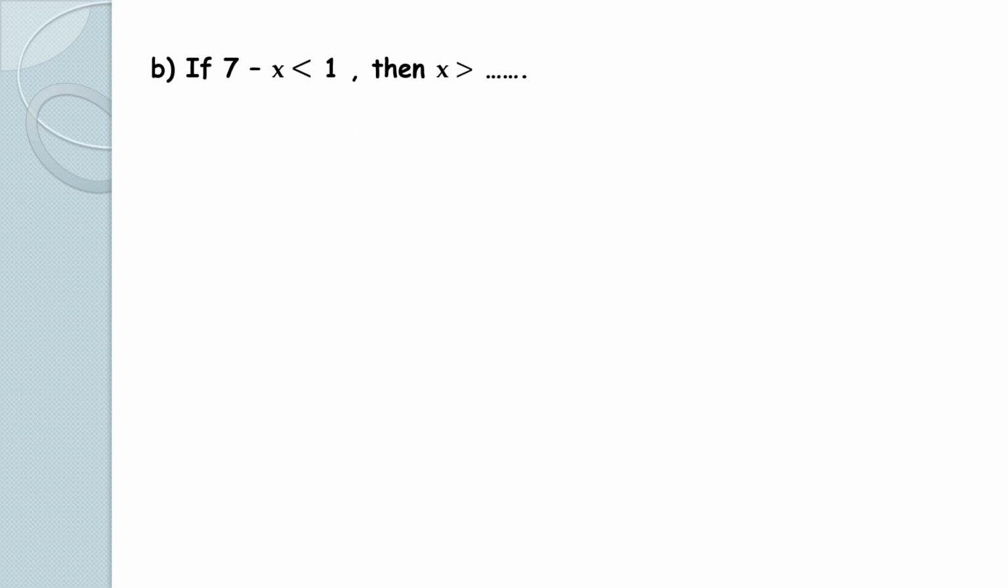Number B: if 7 minus x less than 1, then x more than, let's make our draft here. Negative x less than 1 minus 7, so negative x less than negative 6. To change the negative, divide by negative 1 on both sides. So we will change the inequality sign, which means x more than 6.